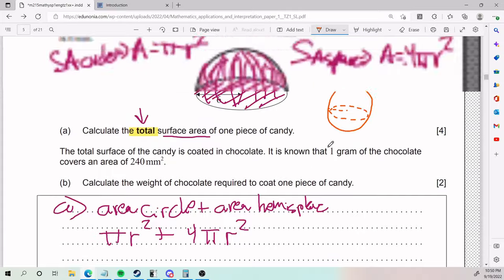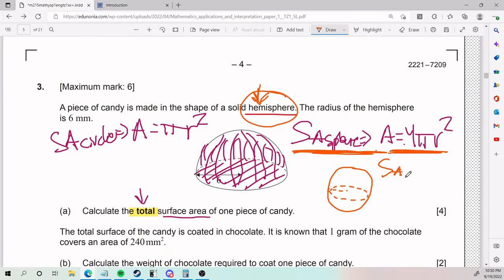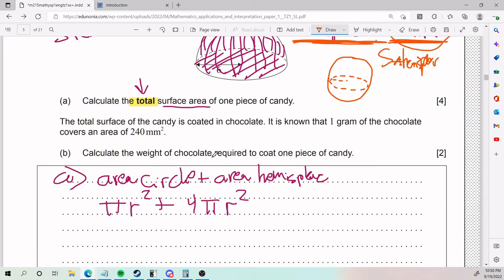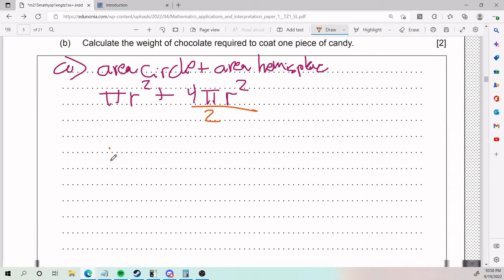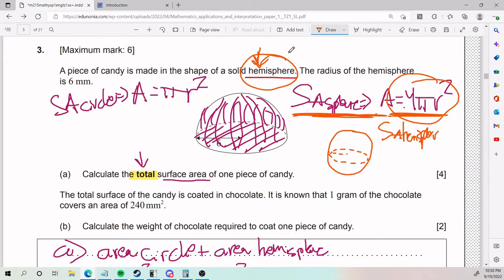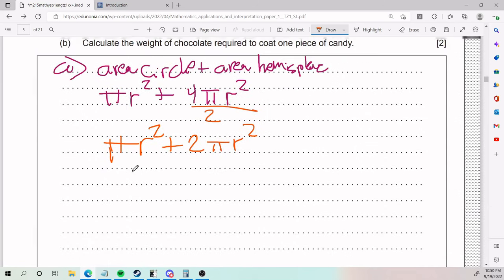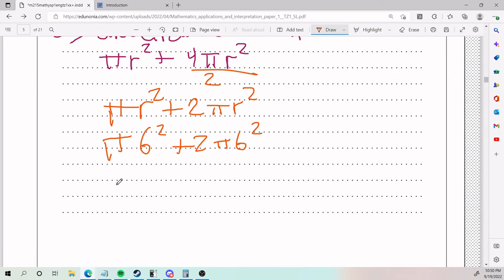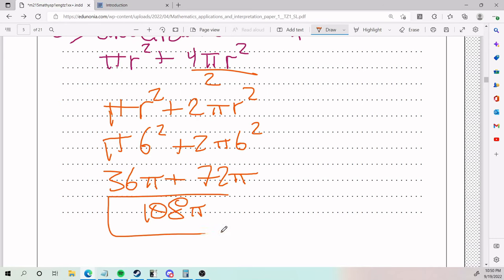So the surface area of a hemisphere is going to be this guy divided by 2, because it's half, ¿cierto? So I actually have to go like that. Ooh, careful. So this is the total area that I'm going for in part A, ¿cierto? Now, what is r? They gave us r earlier. r is 6 millimeters, ¿cierto? So pi times 6 squared plus 2 pi times 6 squared, see? So this is 36 pi plus 72 pi. If you don't believe me, you can check your calculator. This is 108 pi, ¿vale? So that is for part A.